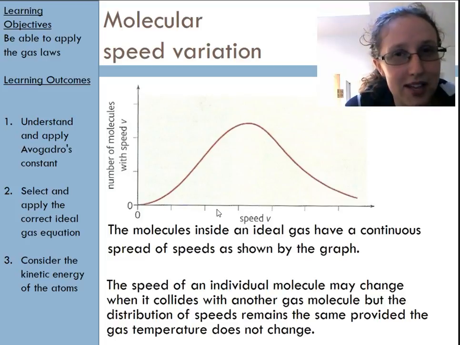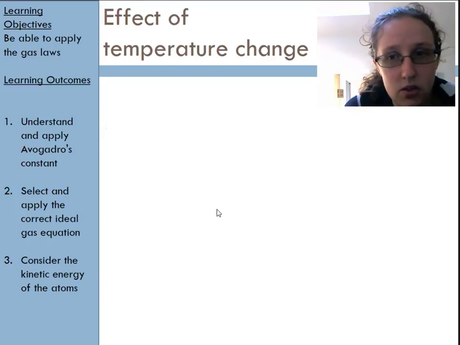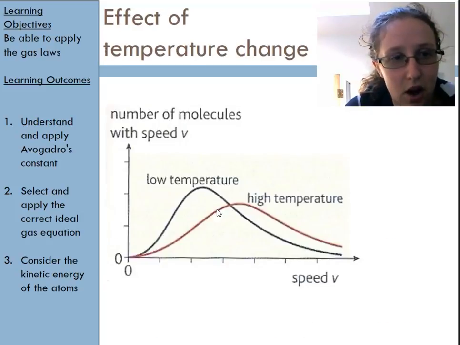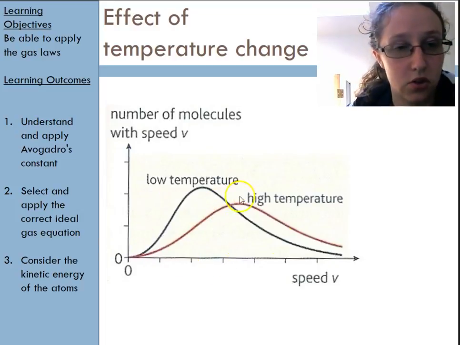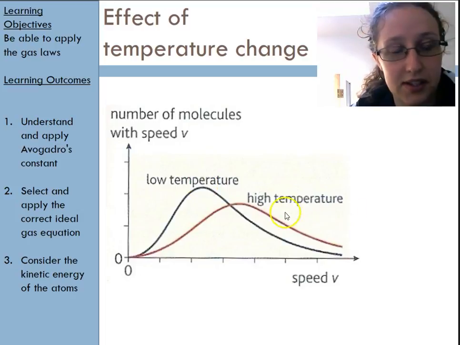Now, something you can be asked to consider is how would changing the temperature change this distribution? So what we've got now are two graphs showing a distribution of two different gases. One that is at a lower temperature and one that is at a higher temperature. Now, for our higher temperature one, we can tell it's at a higher temperature because the peak happens at a higher speed than the lower temperature.